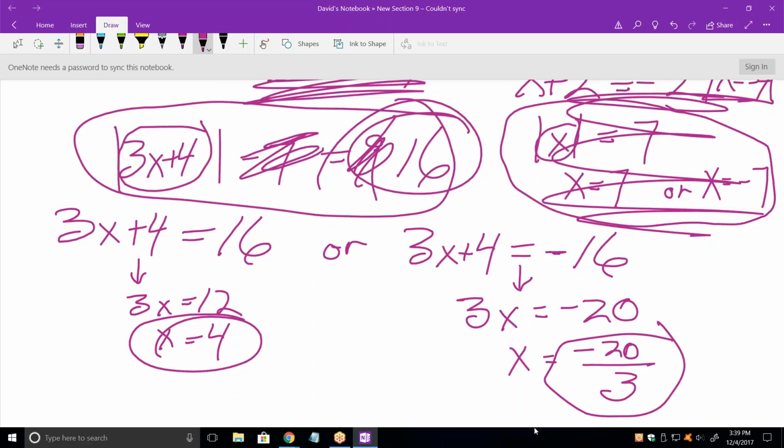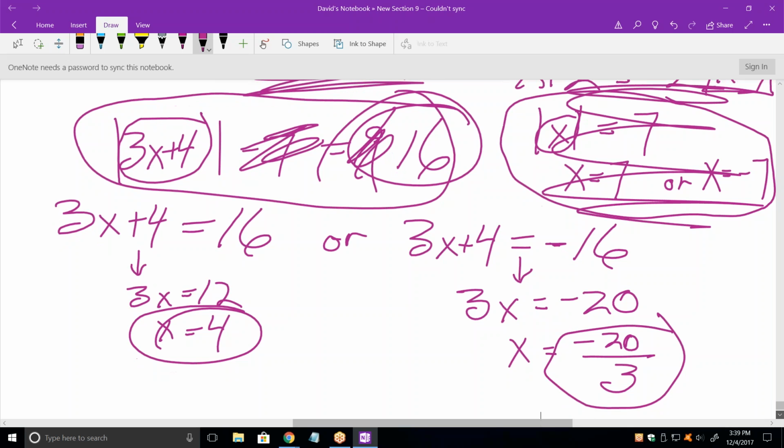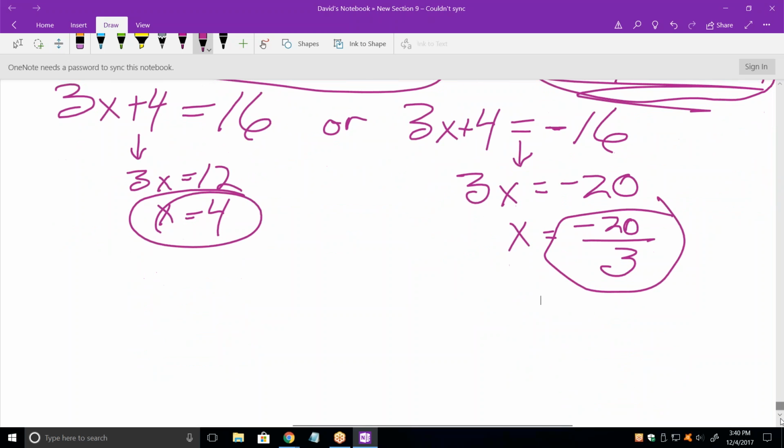You don't want to turn that into a decimal or a proper fraction. That's a good answer right there. So the thing about absolute values is they're kind of like quadratics. You're almost always going to have 2 answers. But the way you do it is very definitely by using this system.